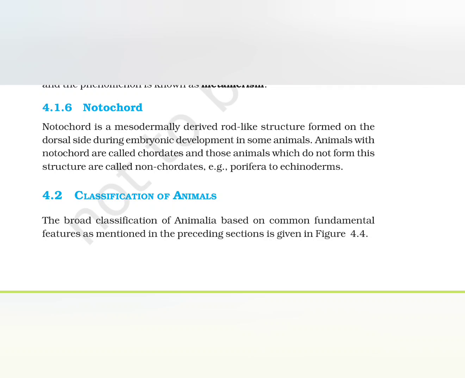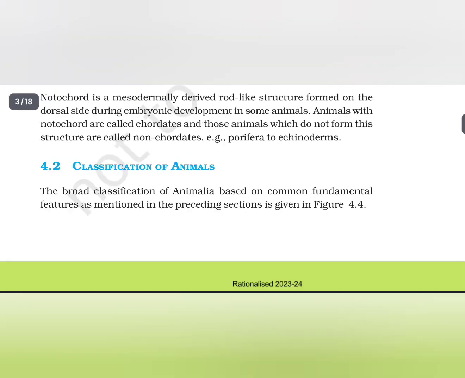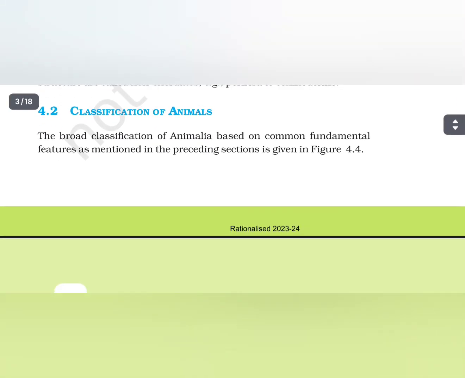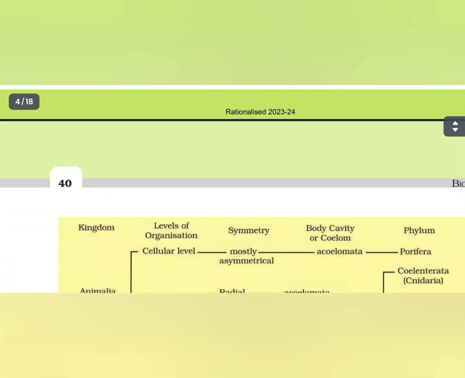Notochord is a mesodermally derived rod-like structure formed on the dorsal side during embryonic development in some animals. Animals with notochord are called chordates and those animals which do not form this structure are called non-chordates. Example: Porifera to echinoderms. Classification of animals. The broad classification of Animalia based on common fundamental features as mentioned in the preceding section is given in figure 4.4.